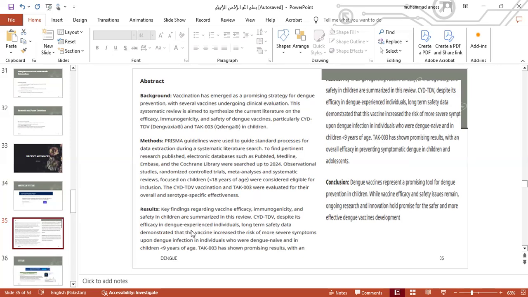CYD-TDV, despite its efficacy in dengue-experienced individuals, long-term safety data demonstrated that this vaccine increases the risk of more severe symptoms upon dengue infection in individuals who were dengue naive and in children less than 9 years of age. Qdenga TAK-003 has shown promising results. Conclusion: dengue vaccines represent a promising tool for dengue prevention in children. While vaccine efficacy and safety issues remain ongoing, research and innovation hold promise for safer and more effective dengue vaccine development.